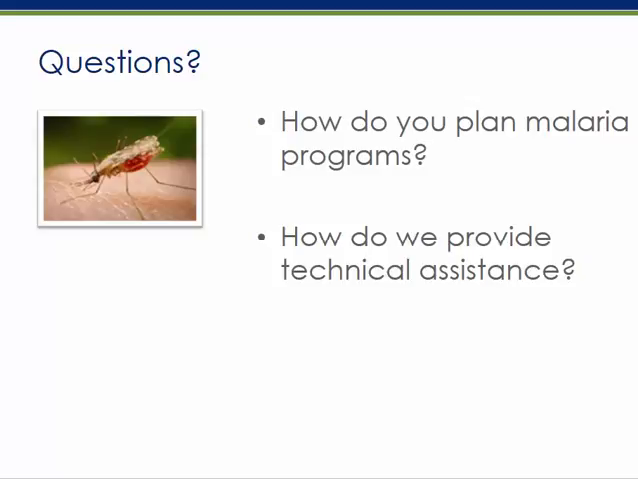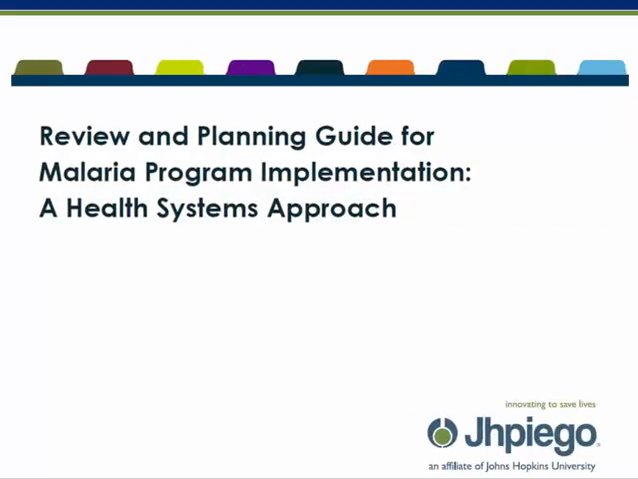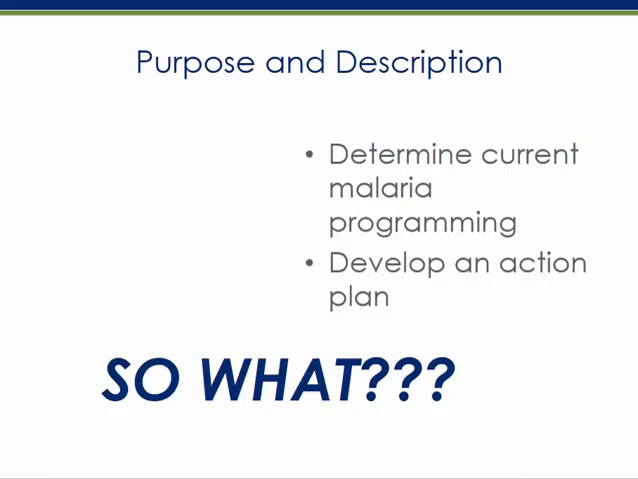The Malaria team is happy to share our new Review and Planning Guide for Malaria Program Implementation, a Health Systems Approach. This guide will take the guesswork out of your malaria program implementation and provide you with specific guidance and tools. The Review and Planning Guide for Malaria Program Implementation, which I will refer to as the Malaria Program Implementation Guide, serves two main purposes. It is a tool that helps you determine through analysis and scoring the current level of malaria programming in a country. It is used to develop an action plan to move toward malaria implementation.